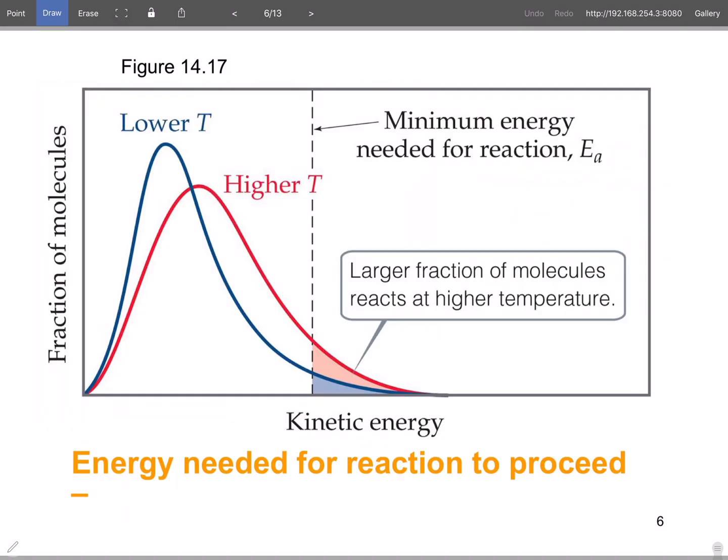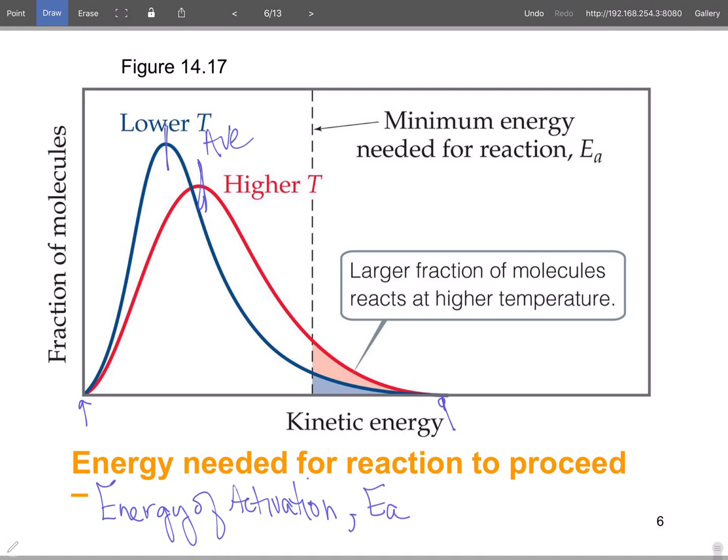All right, so let's go back to a higher temperature. Now remember, the temperature distribution for gases is a bell-shaped curve. Notice we always have some at 0, and we always have some really high up. But what we're talking about is the averages here, which is where the majority lie. So if we look at this, the energy needed for a reaction to proceed we call the energy of activation. And remember, we talked about the fact that you had to have a collision occur with enough energy to get it over the hump. So this is activation energy.